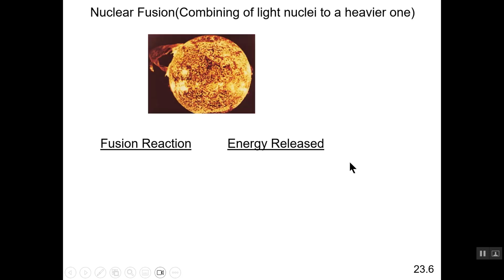Okay, we're going to stop here, and we're going to look at nuclear fusion, which is different from nuclear fission. All right, until next time.